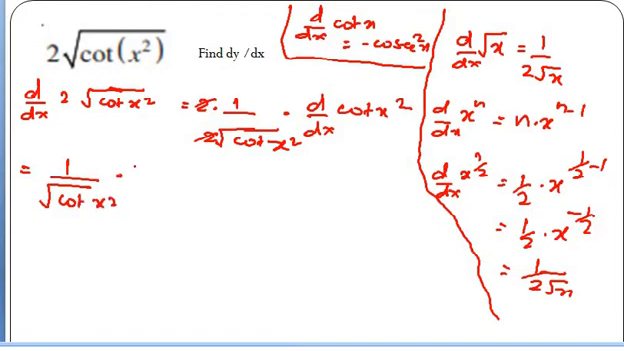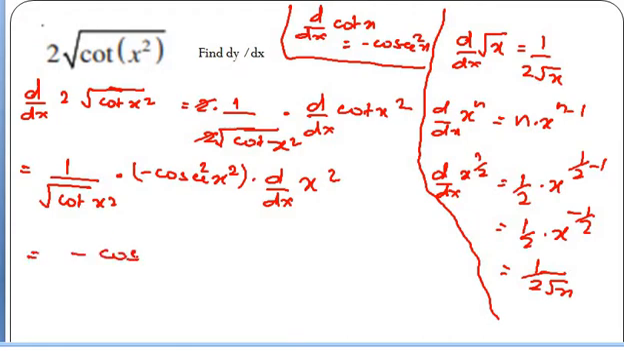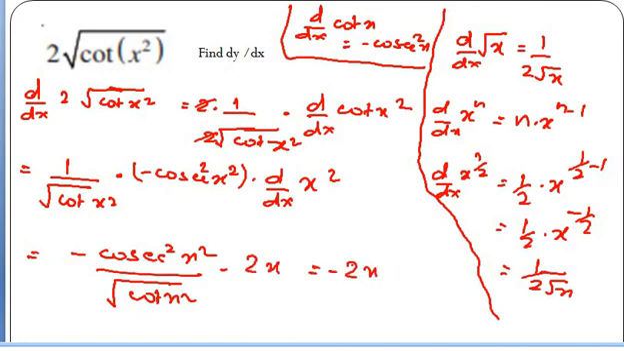Now the derivative of cot x is, we know, minus cosec square x square, and then again there is a derivative of x square because the inside function of cot is x square. So the final answer we can write, minus of cosec square x square upon root under cot x square into the derivative of x square, which is 2x. So the final answer we can write first this term minus 2x, and then cosec square x square, if you want you can take a bracket, upon root under cot x square. So this is our final answer for the question.